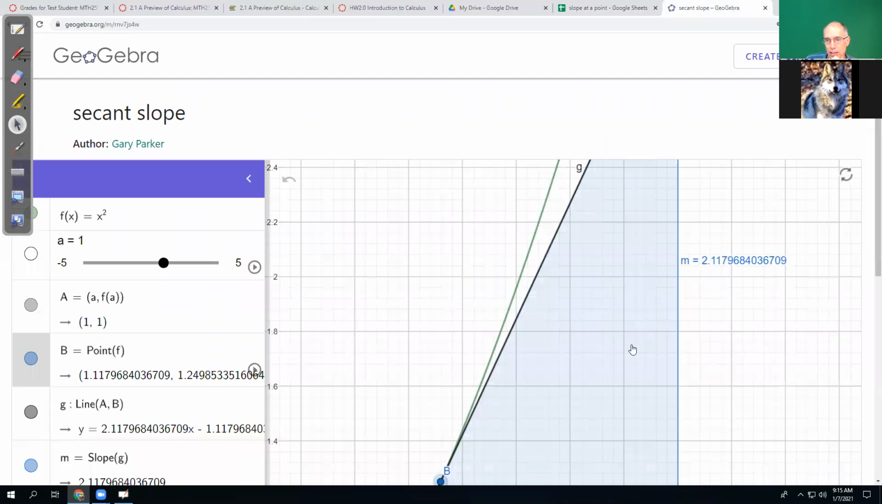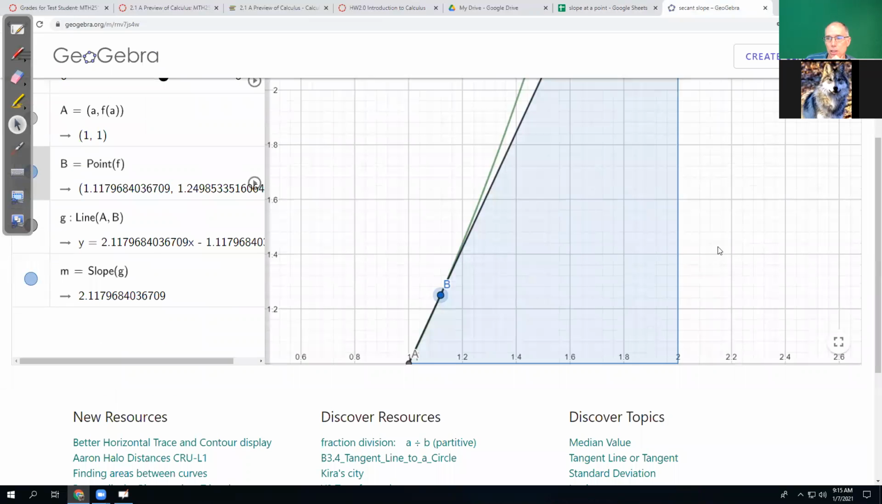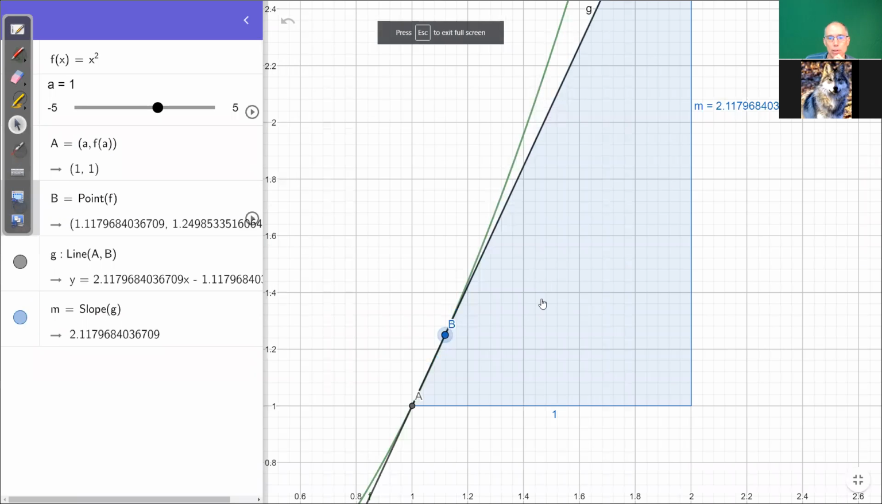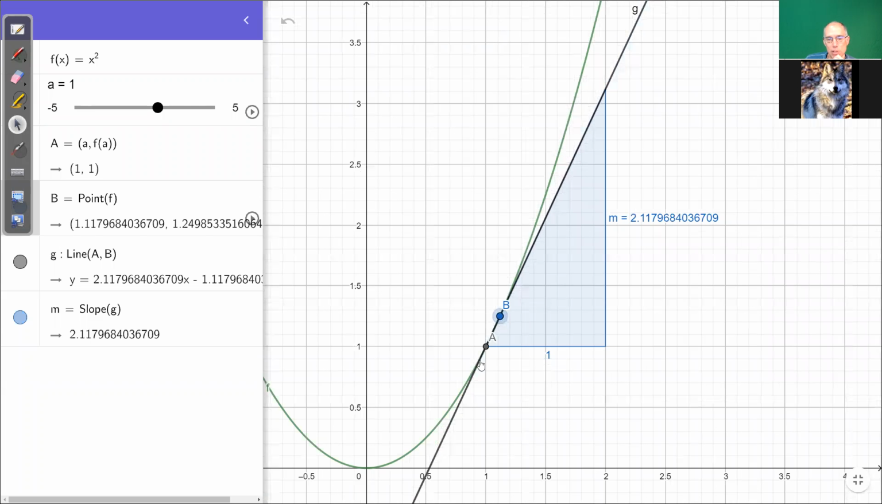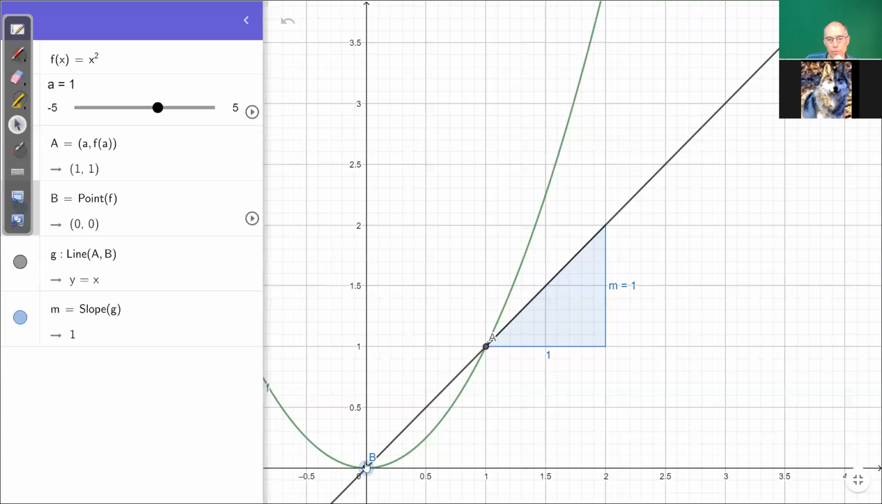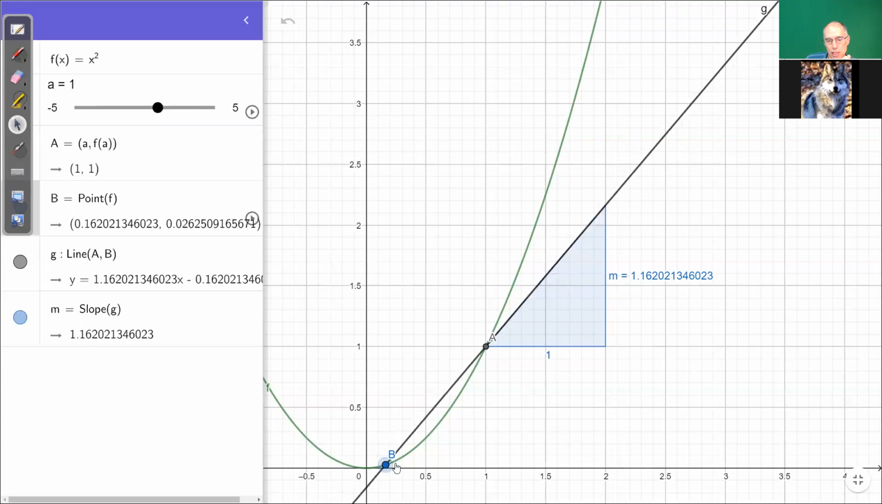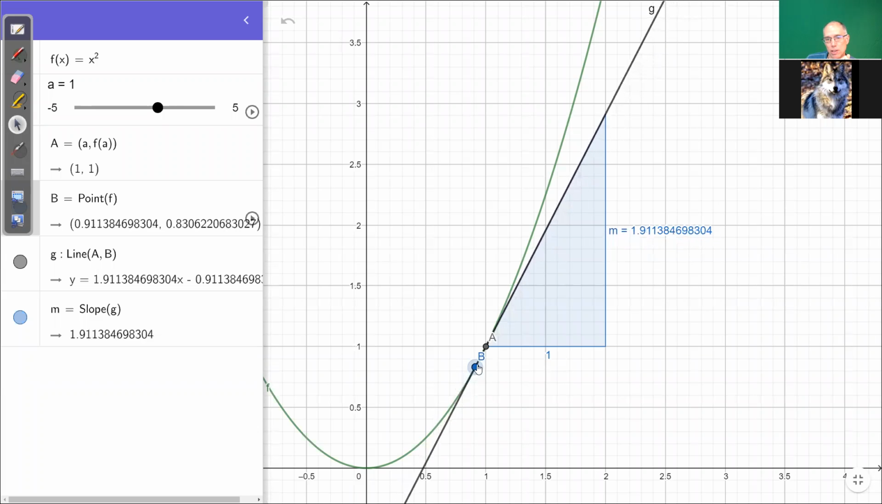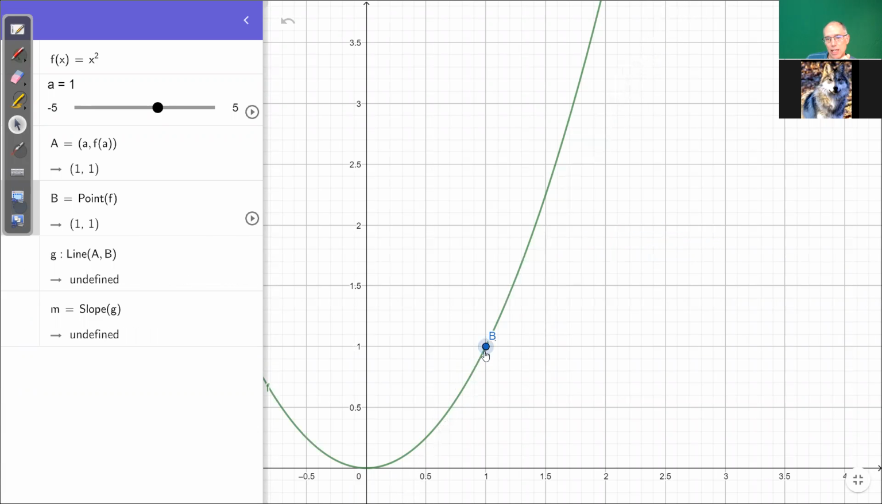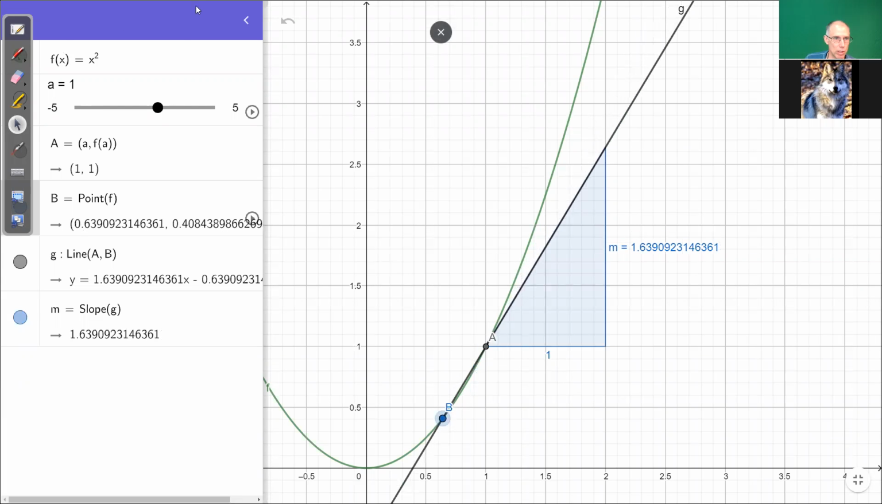If we look back at this graph over here, let's blow that up and zoom out just a sec. I had this b down here at 0, 0, where the slope was 1, and then in the spreadsheet, I moved b closer and closer and closer, trying to get to a, but once I get to a, the slope disappears.